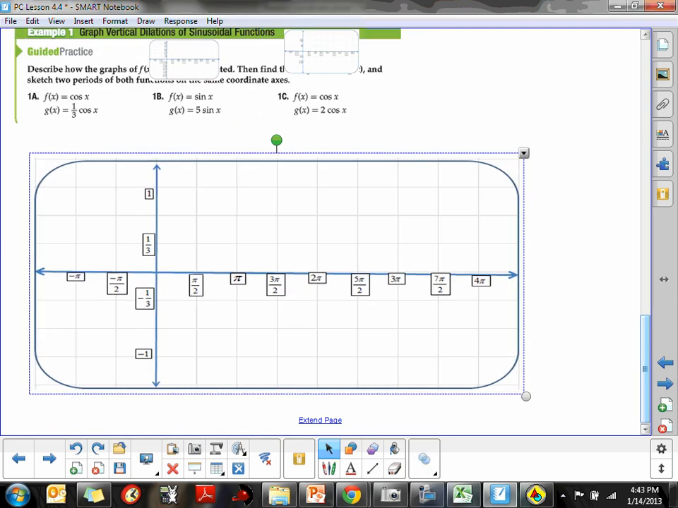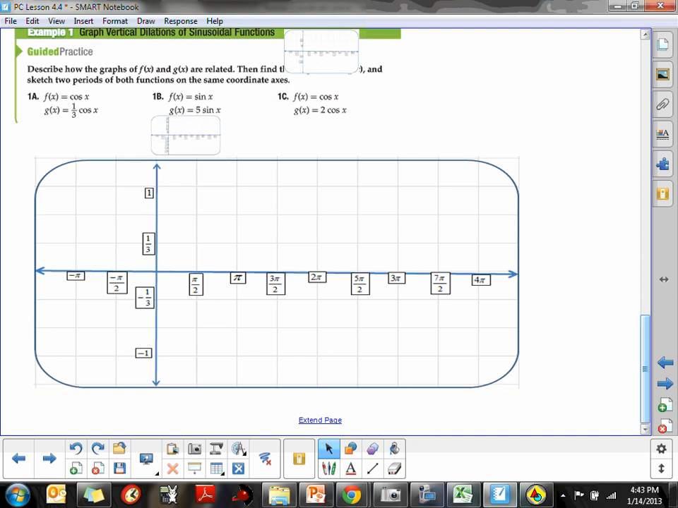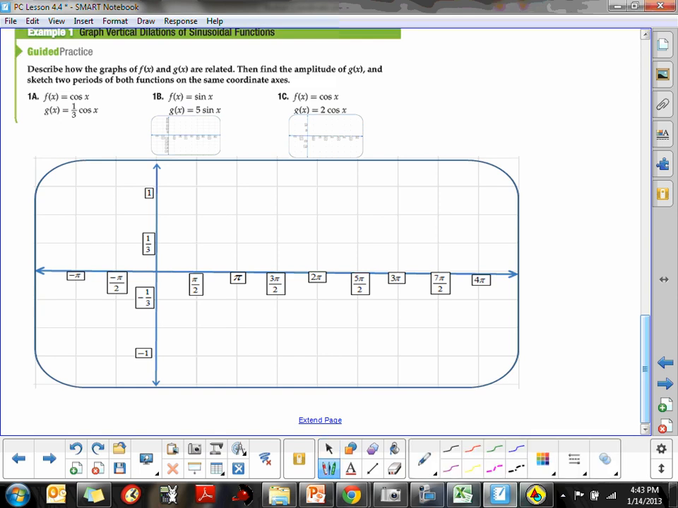So we're going to get some more practice graphing these curves, their parent functions, and then the transformed function. Describe how the graphs of f of x and g of x are related, then find the amplitude of g of x, and sketch two periods of both functions on the same coordinate axis. If you look at this, this is our parent function. The only thing that we have changed is we multiplied it by a constant in front. That should be a vertical shrink. So g of x is 1/3 the height of the cosine of x. Find the amplitude of g of x? The amplitude of g of x is 1/3. Next thing we're going to do is sketch the graphs on 2 periods.